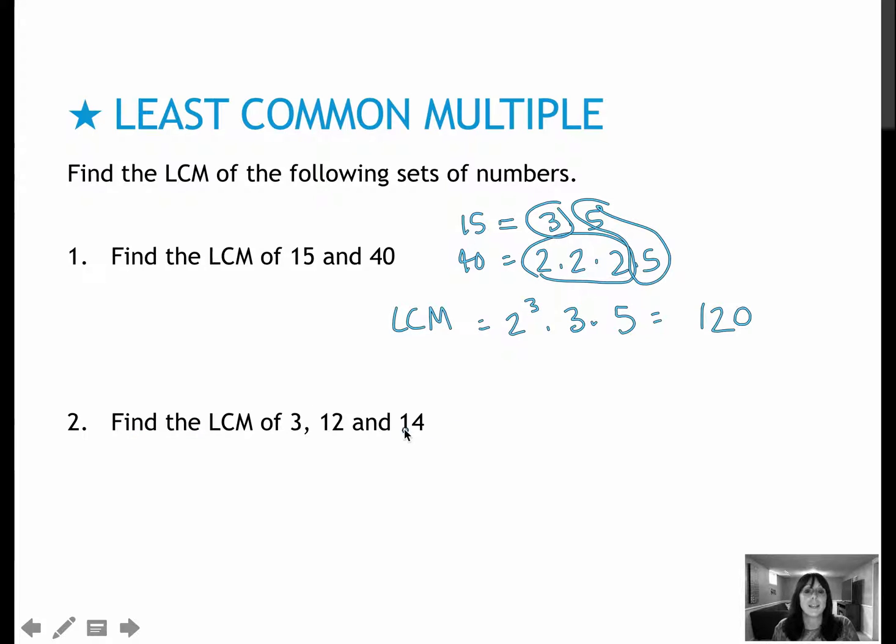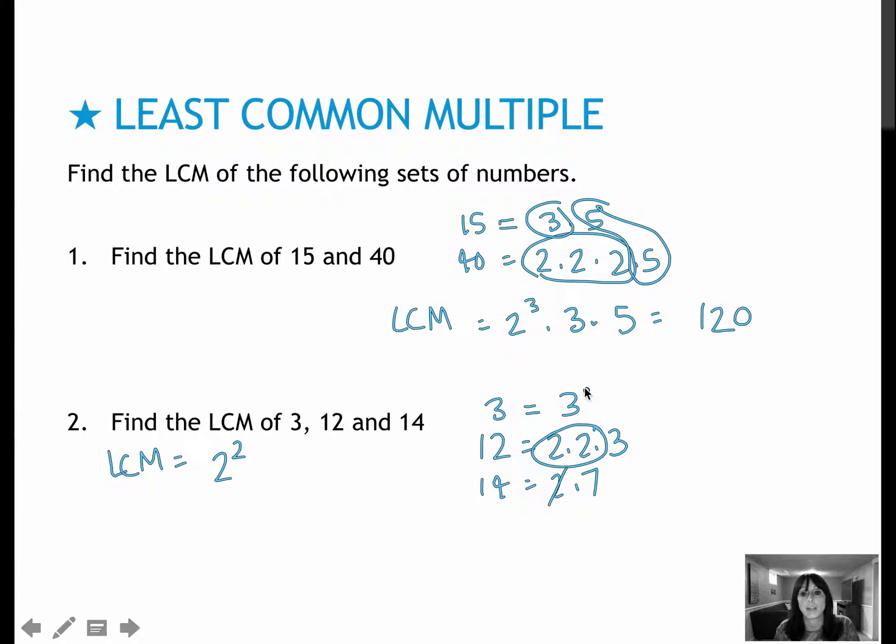Now, this second question is a little bit trickier. 3, obviously the prime factorization is 3. 12, the factorization is 2 times 2 times 3, and 14 is 2 times 7. Now, people often kind of mess this one up because if you're just looking for pairs, notice I don't have any pairs of anything or triples that I could really match up. However, to find the LCM, I'm taking the most number of times that 2 happens, which is twice, so I'm really just ignoring this one completely.